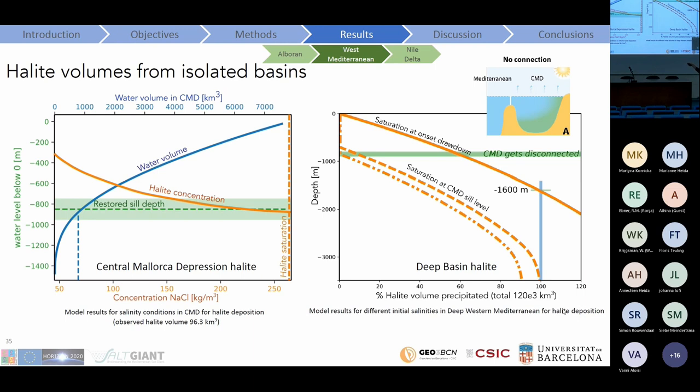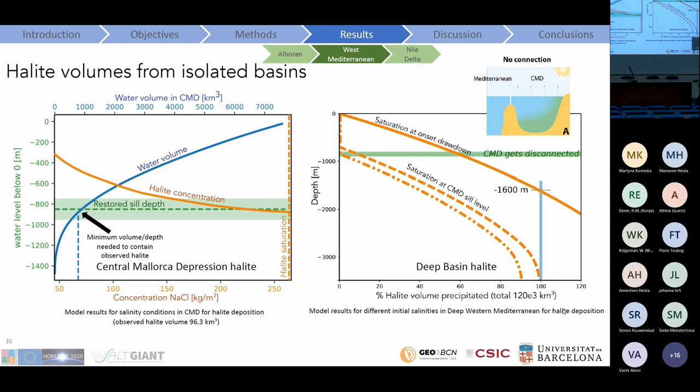So when we look at the halite concentration corresponding to each water volume, and the place where it intersects the halite saturation point, this gives us the minimum volume or water depth that must have been needed in the Central America Depression to contain all of the halite that we observe. And what we see is that this point actually intersects more or less with the restored depth of the topographic sill with the deep basin. So what this tells us is that it is potentially possible to form all of the halite that we see in the Central America Depression if the halite deposition started only once the basin was disconnected from the rest of the Western Mediterranean.